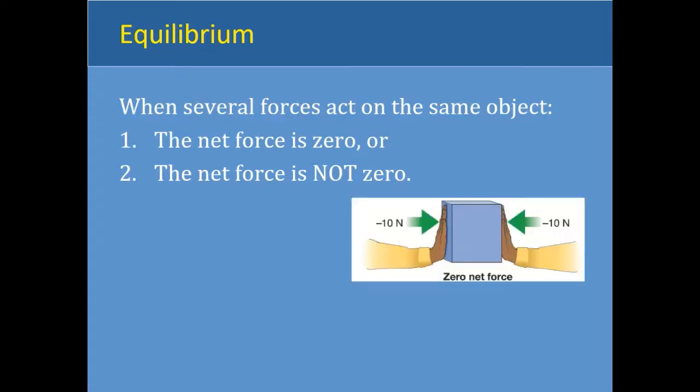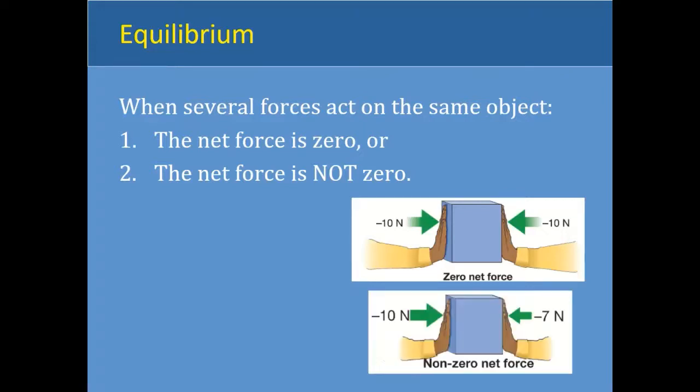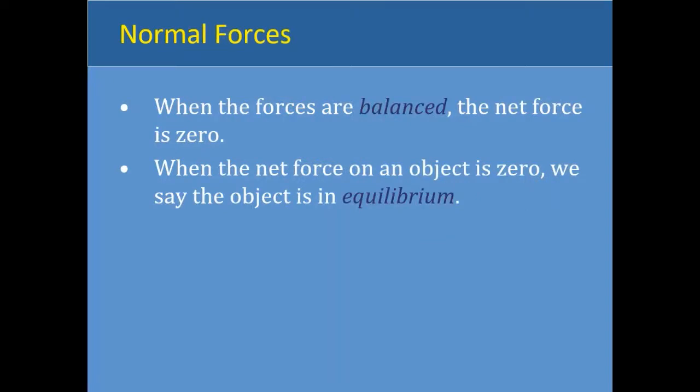So here we have zero net force because the push from either side of the book is the same, meaning that it's not shifting one way or the other. There's not going to be an acceleration. It's going to stay put. This is not true in the second case here because there's more force coming from one side than from the other, meaning that the book is going to shift away from the side with more force towards the side with less force. So when the forces are balanced, the net force is zero. When the net force on an object is zero, we say that it's in equilibrium or it's balanced.